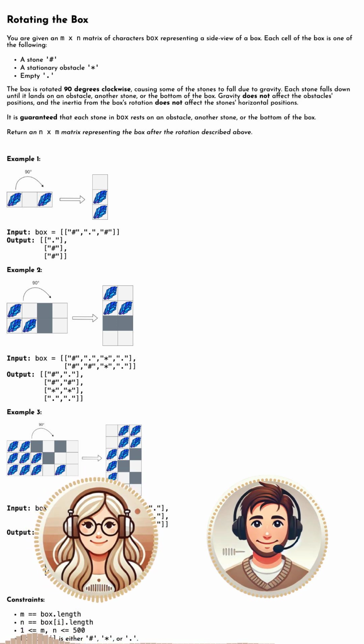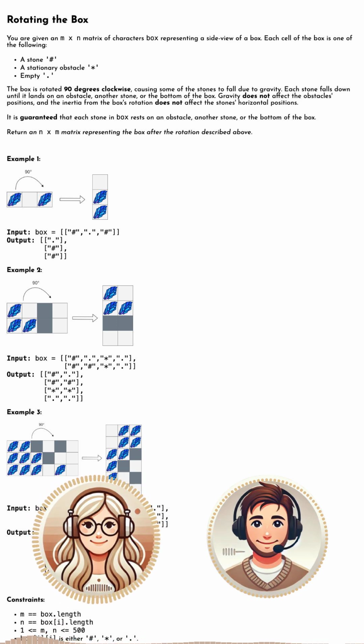Yeah. So would we have a pointer for each column, and would they all start at the bottom row? Precisely. We initialize our pointers to point at the bottom row. Then, as we process the grid, we adjust those pointers depending on where the stones and obstacles are. All right, so let's dive into how these pointers would work.